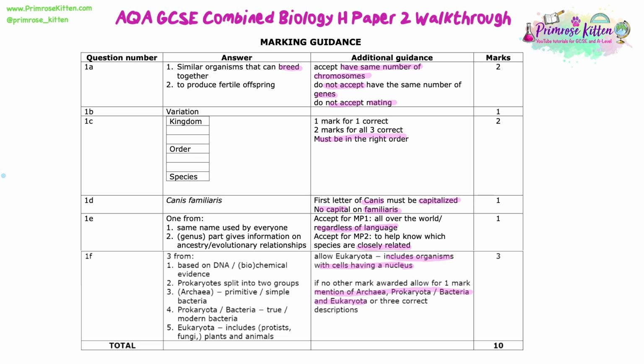But realistically, you should talk about the 3 domains and what they include. So the archaea being primitive, simple bacteria. You can also say extremophiles there for number 3. Or if you said the true bacteria are just modern or normal bacteria, and then eukaryotes, if you mentioned them, you would need to say includes plants and animals and fungi and protists, or just say includes everything else that has a nucleus in the cells.